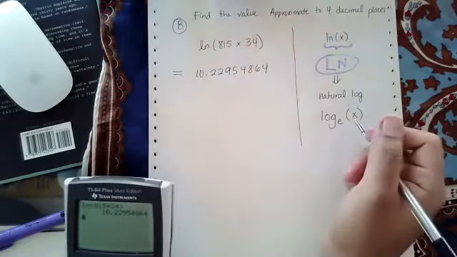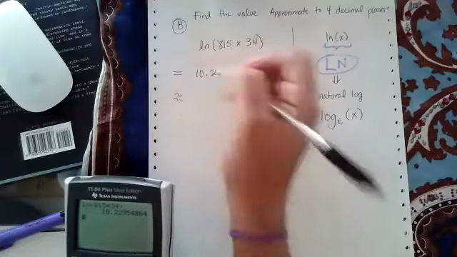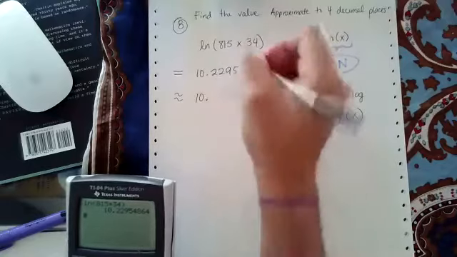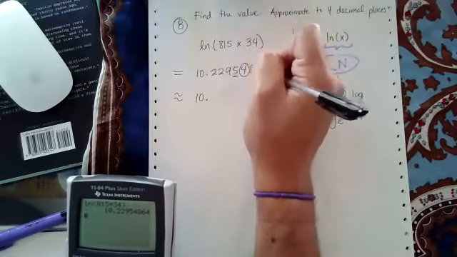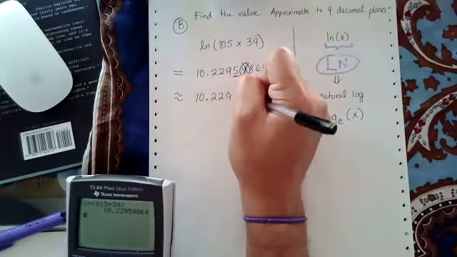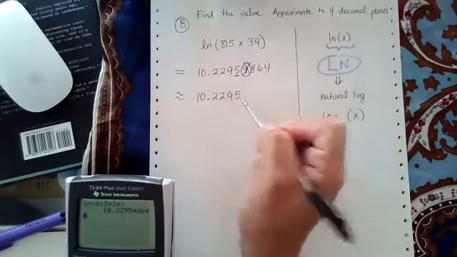10.22954864. And then if we round it off to 4 decimal places, we look at the next digit, and that is not big enough to round up. So we'll just cut everything off and call this 10.2295.